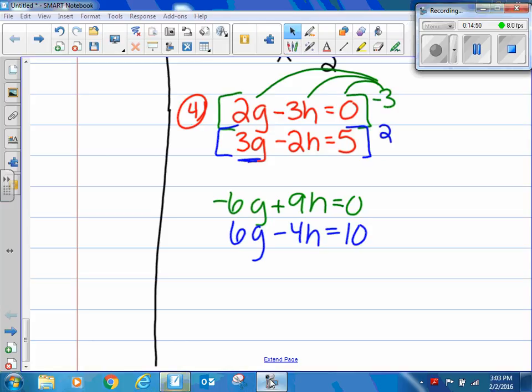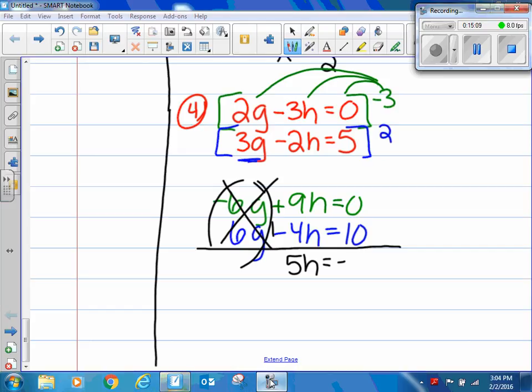So now I have my equation where I need it. I have this negative positive g situation. They're going to eliminate each other. So now I have 9h minus 4h is 5h, and 0, the difference of 0 and 10 is 10.